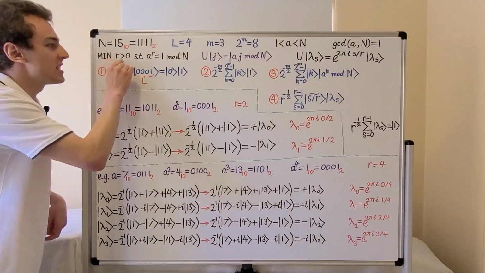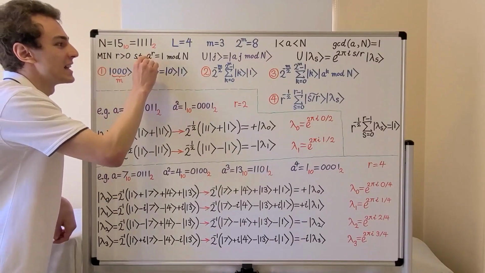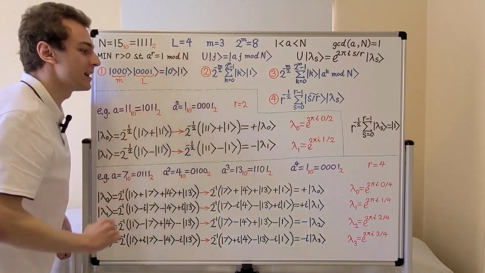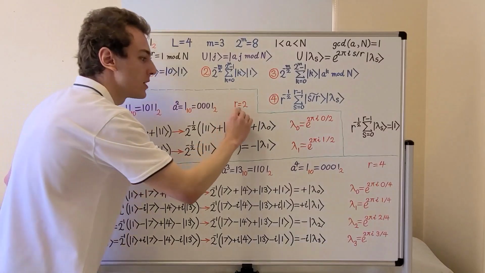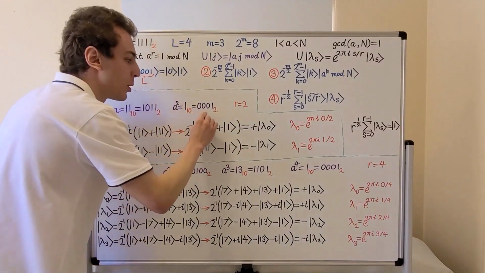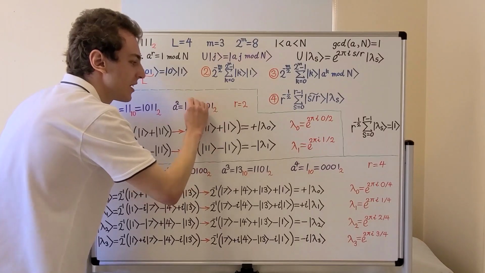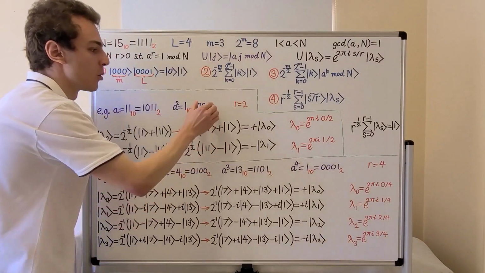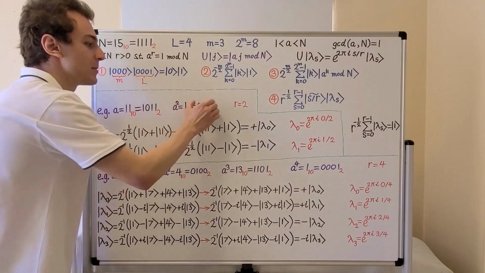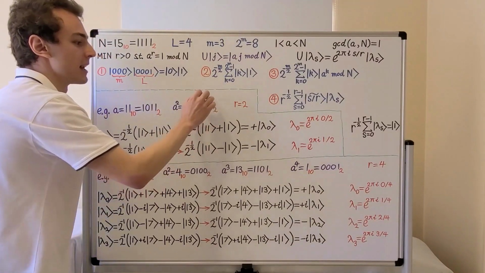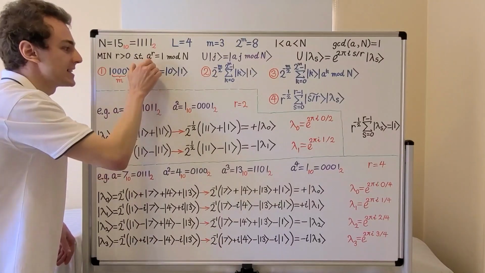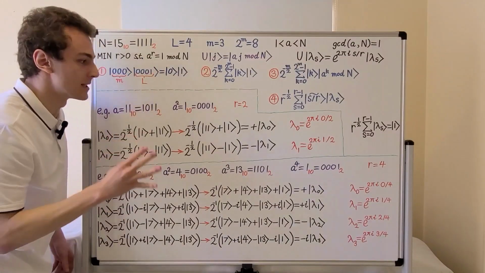So the minimum positive integer r, such that 11 to the power of r is equal to 1 mod 15, is equal to 2. So r is equal to 2 for this example. And you can see that I'm purposefully writing this value of 1 with 4 bits. We're consistently using 4 bits for all of these values. That's because we're going to be encoding these numbers into this second register. And the second register has 4 qubits.